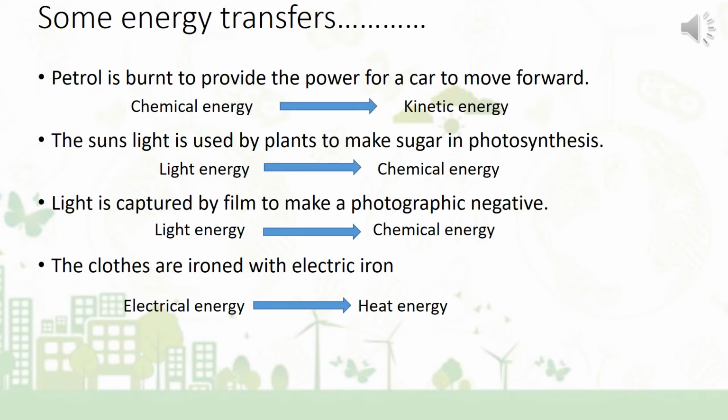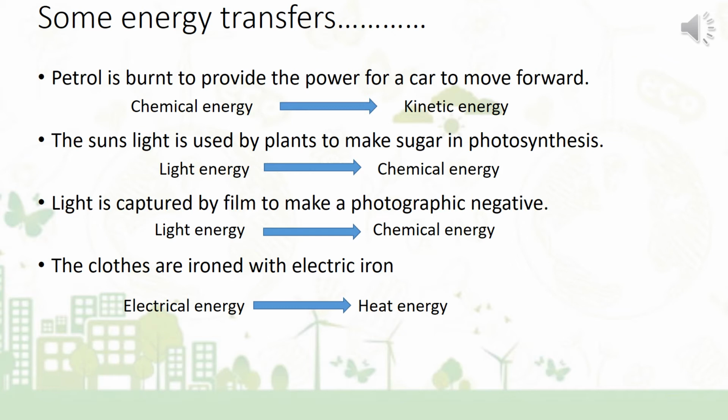Let's see some energy transfers. Petrol is burned to provide the power for a car to move forward. Vehicles are moving with fuel. What is the energy in fuel? That is the chemical energy. So the energy source here is fuel. The chemical energy of fuel is transferred into the kinetic energy of the vehicle.